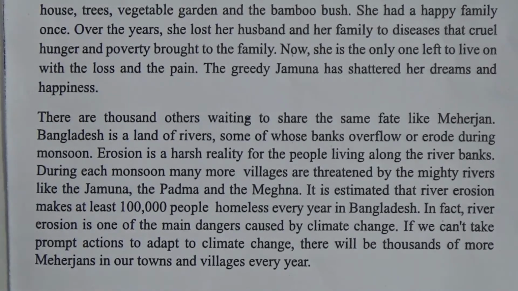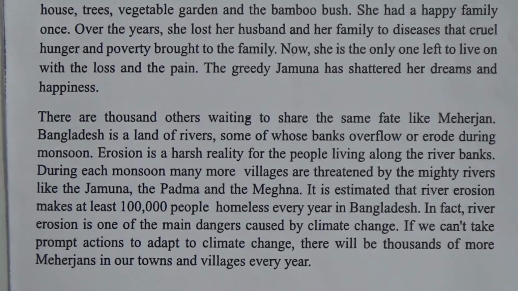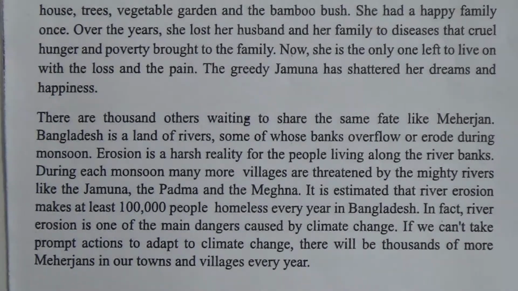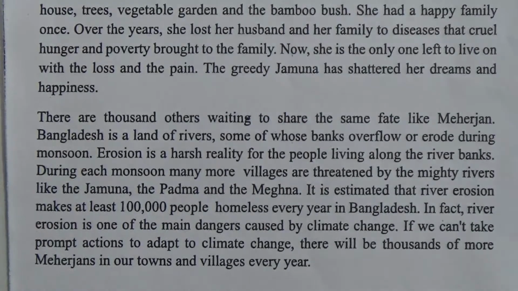And riverbank erosion is the main danger caused by climate change. So if we don't take enough action right now, there will be thousands more people like Meherjan in our towns and in our villages every year. So this passage is about river erosion. Now we will go to exercise B.